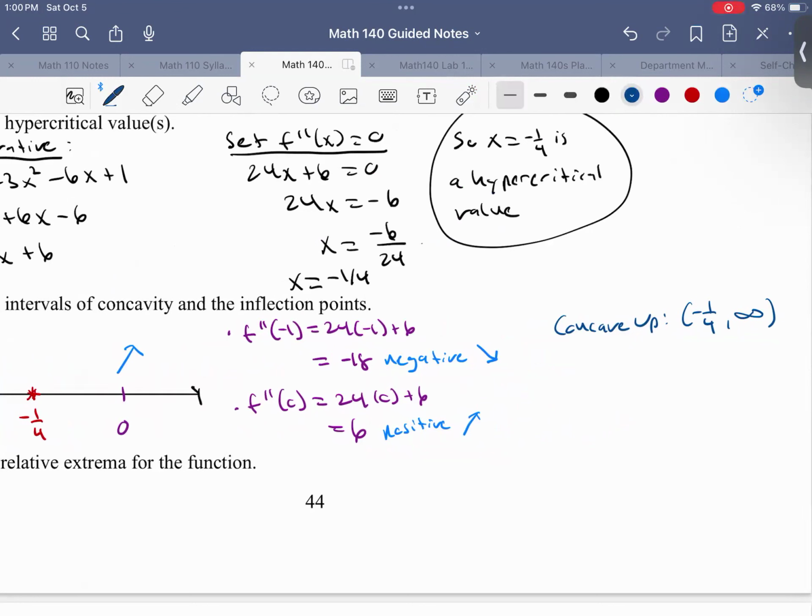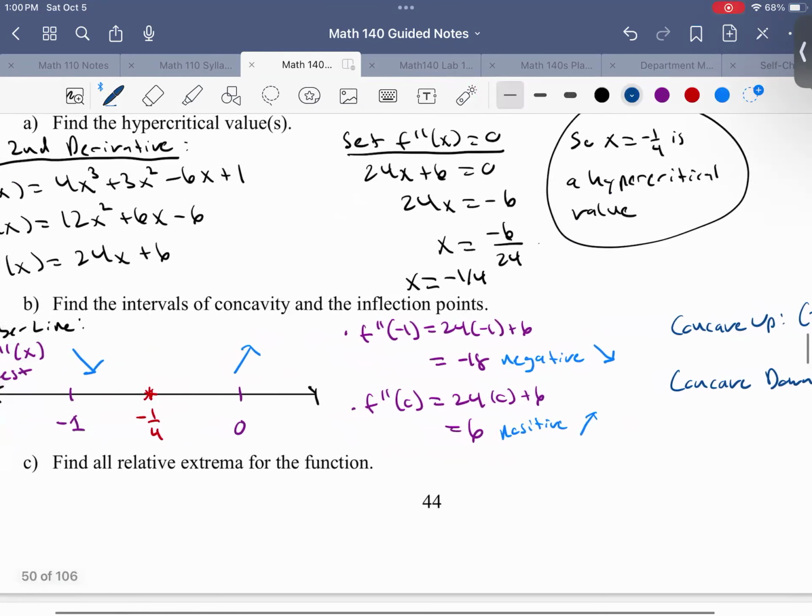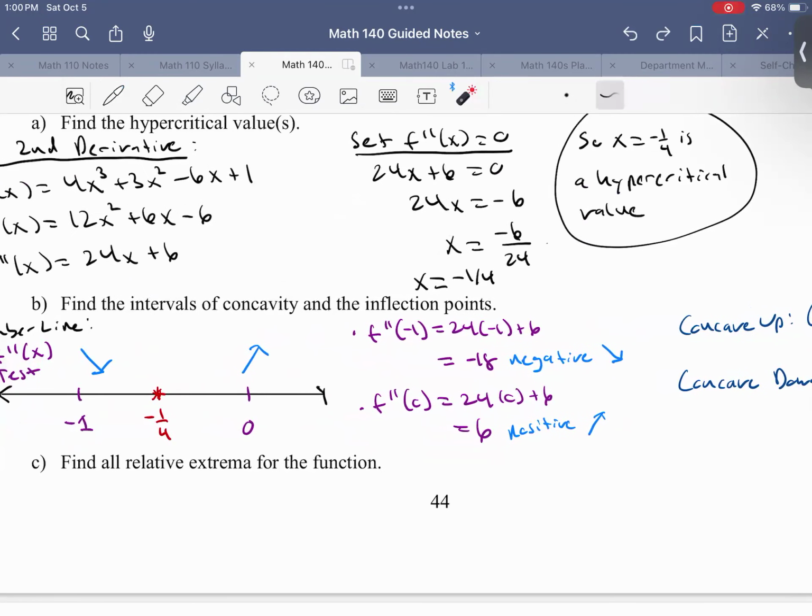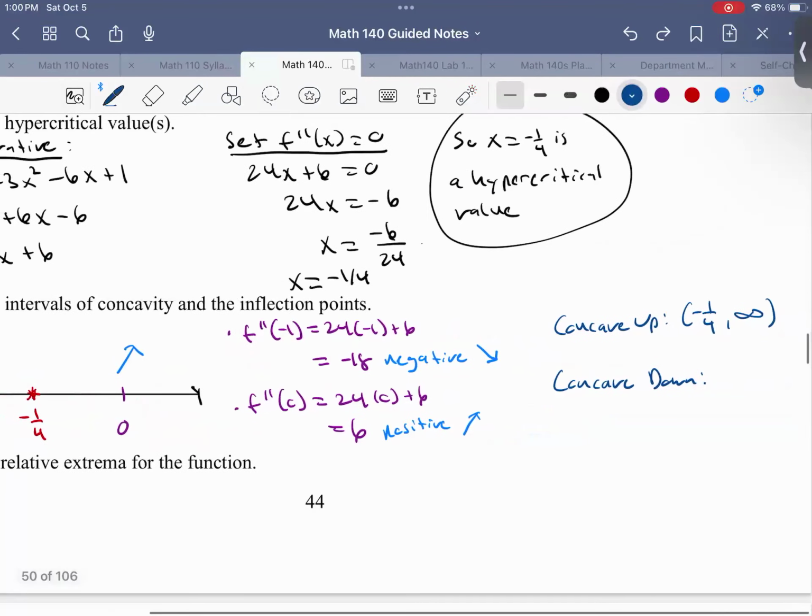All right. So what about concave down? We are concave down when it's decreasing, right? So we're going to be concave down from negative infinity all the way to -1/4 because that's where we are negative, it's going down. So this would be negative infinity to -1/4.